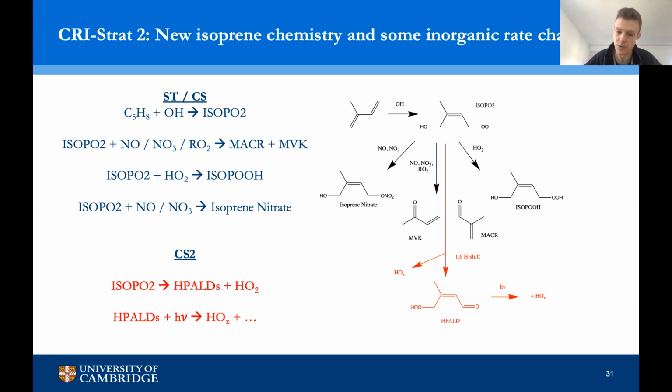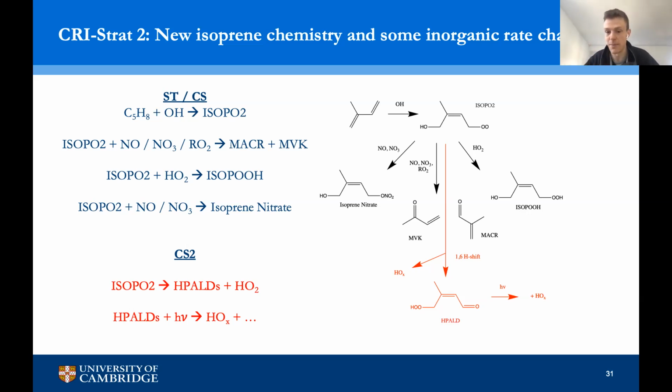And then just when I was about a third of the way through my PhD, Mike Jenkin, who has been a major developer of the MCM and CRI-Strat, released a new version of CRI-Strat, which has some updated chemistry. And from my perspective, that was very useful because I've been looking at isoprene and CRI-Strat 2 really does improve on the isoprene chemistry. And I'm sure those of you who knew me at Cambridge are already sick of hearing about isoprene chemistry. But for those of you who didn't, you'll get to hear it now as well.